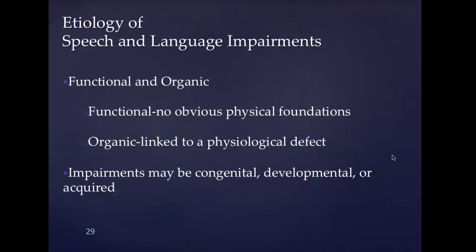Now, when we think about how someone even gets a speech or language impairment, this can be either functional or organic in nature. Functional meaning there are no obvious physical foundations, and organic meaning it's linked to a physiological defect. These impairments might be congenital, developmental, or acquired. So this might begin in the womb, it might be at birth, it might be throughout development, or it could be acquired later on in life. An example might be if someone has a stroke or a traumatic brain injury, that would be considered acquired.